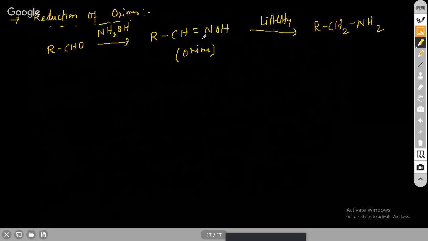We can write down the mechanism also, but that is again not important. So I'm just giving you the product here. See, the number of carbon atoms is again the same in all these products, right? That you must remember.